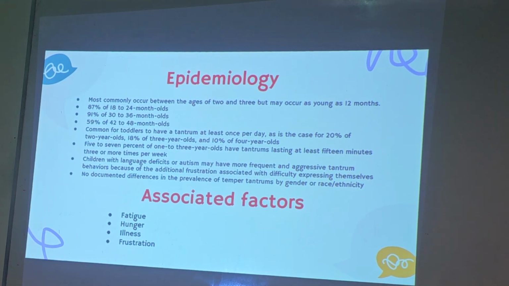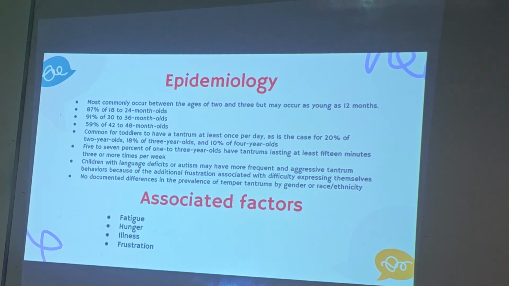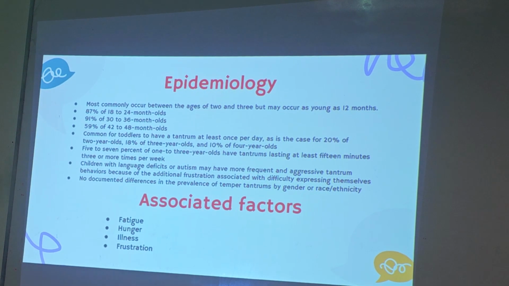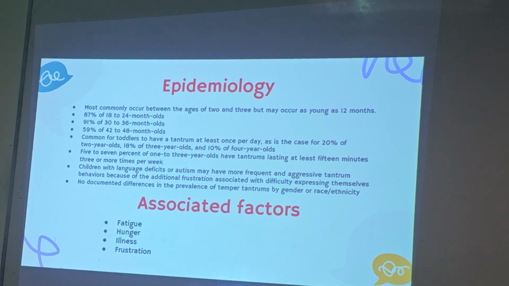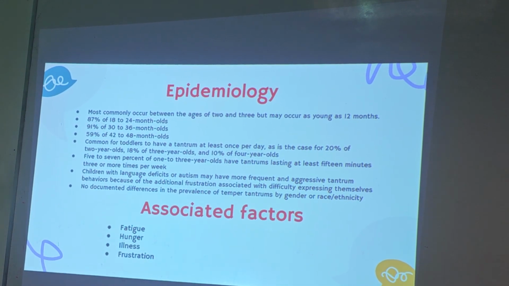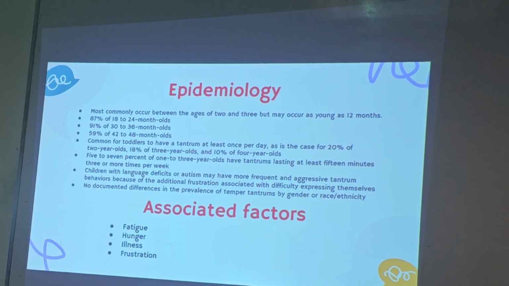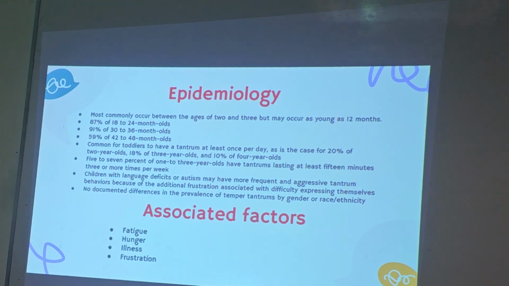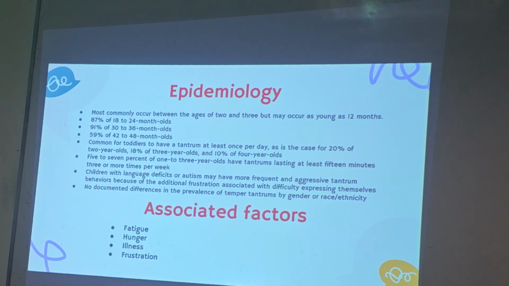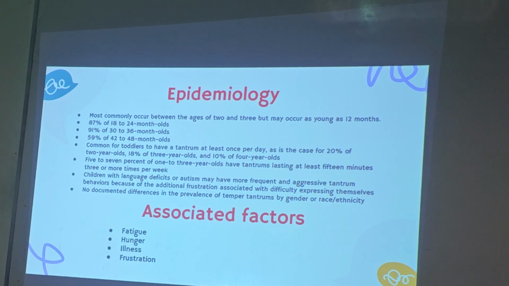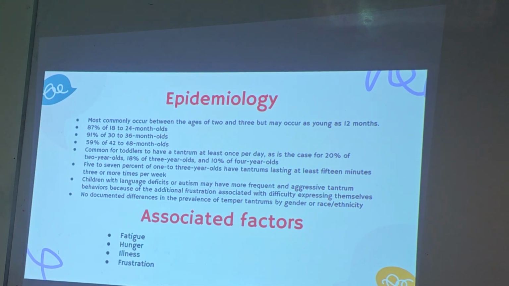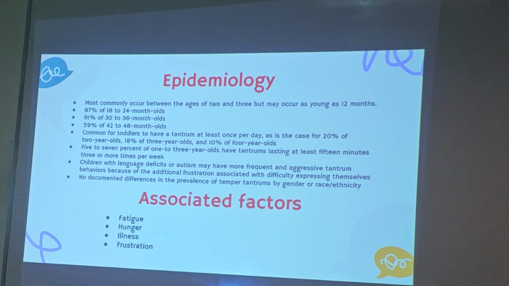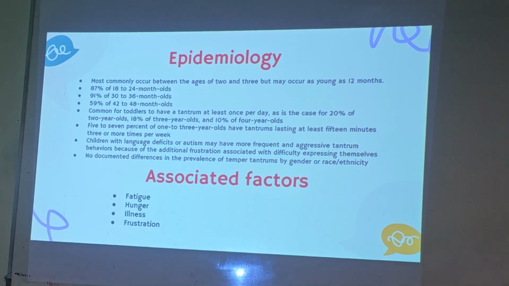So it's quite common to have a tantrum at least once a day, because I'm pretty sure all of us have seen babies or young toddlers get upset quite easily at a certain age of their life. And the case where it's 20% for 2 years old, and 80% for 3 years old, and 10% for 4 years old. So we can see that the figures go down as the baby grows up, because after you grow, you get to control your temper better, and you don't get upset or frustrated so easily.